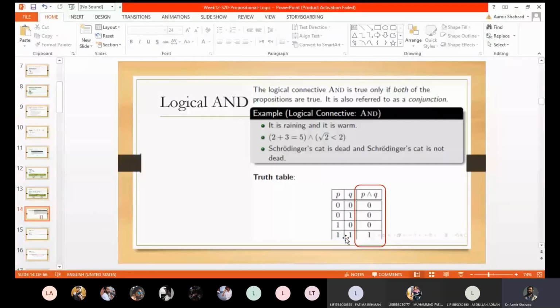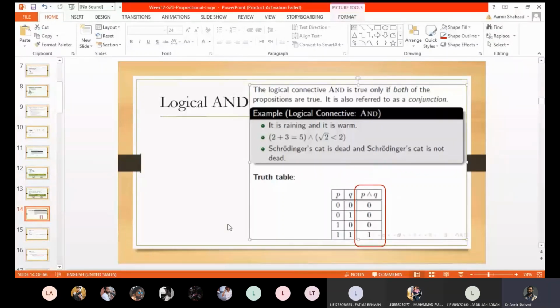So if you look at the truth table, if our statement P and our statement Q both are false, so P and Q is false. If P is false and Q is true, 0 and 1, so answer is false, 0. If P is true and Q is false, true and false, so answer is 0, answer is false. It is true only when P and Q both are true. 1 and 1 is equal to 1.